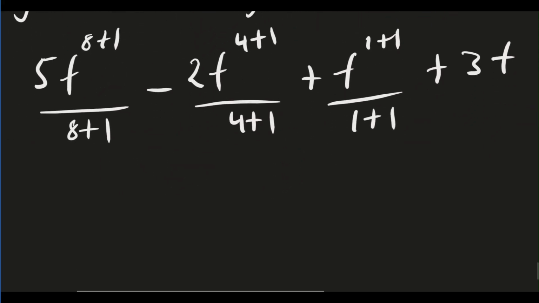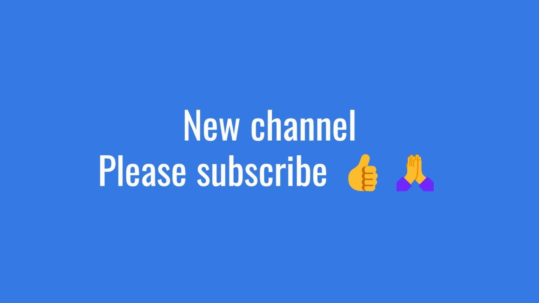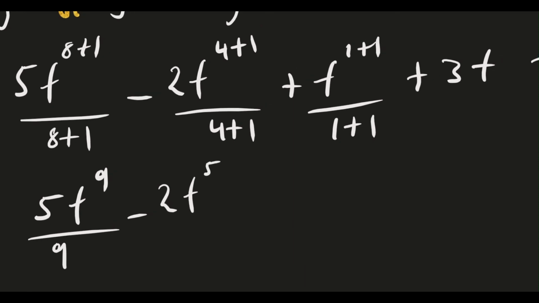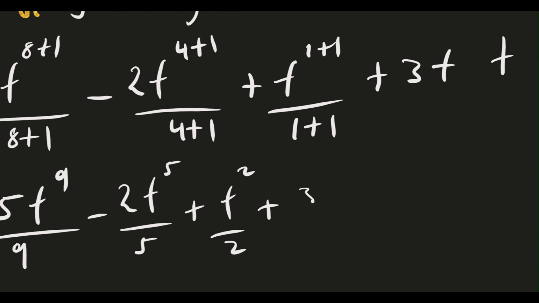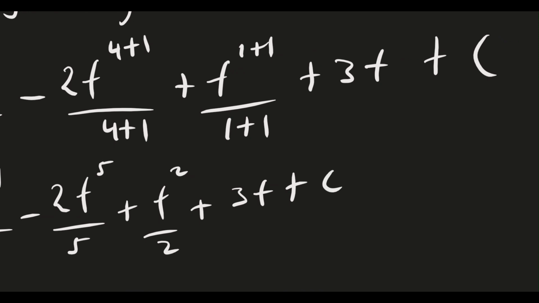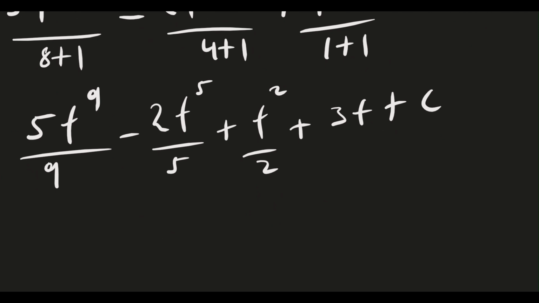So now again, we can simplify by saying we're going to have 5t raised to the power of 9 over 9 minus 2t raised to the power of 5 over 5 plus t raised to the power of 2 over 2 plus 3t plus the constant of integration. So this is the final result for this.